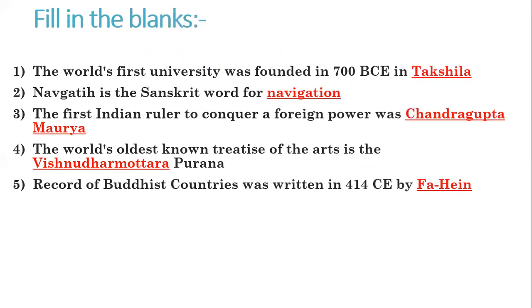Second is Navgati is the Sanskrit word for dash. This is for navigation. The first Indian ruler to conquer a foreign power was dash. He was Chandragupta Maurya. The world's oldest known treatise of the art is Vishnu Dharmottara, that's in Purana. Fifth one is the record of Buddhist countries was written in 414 CE by Fa-Hien.